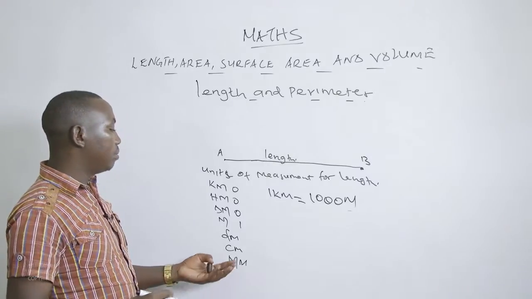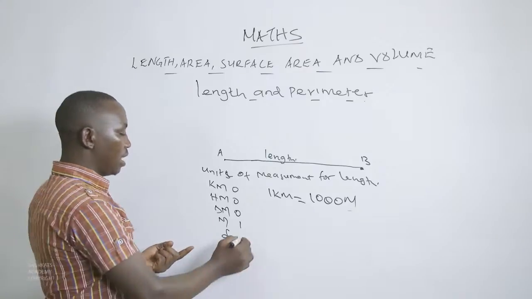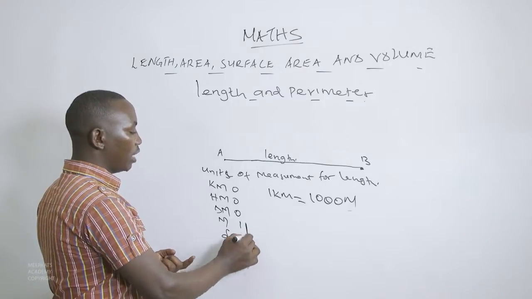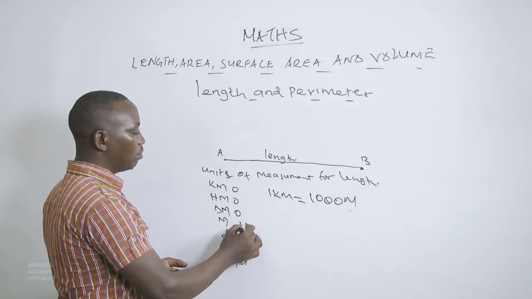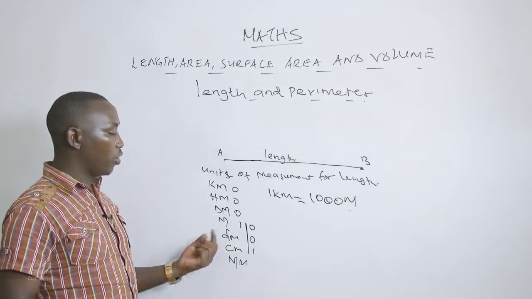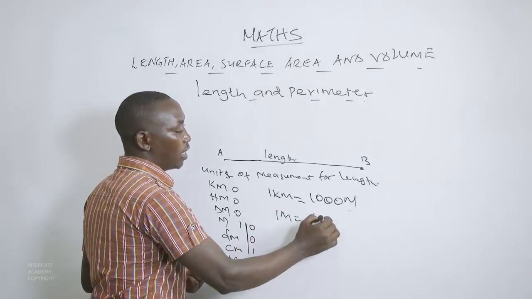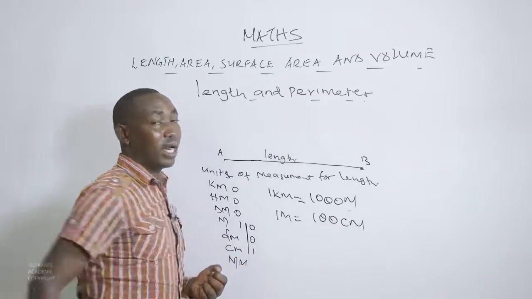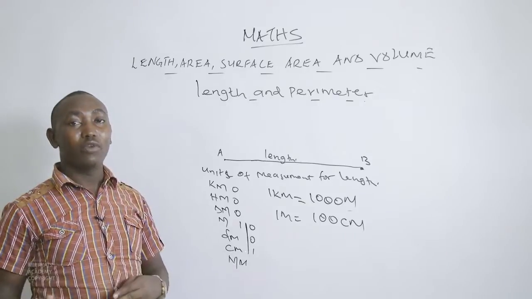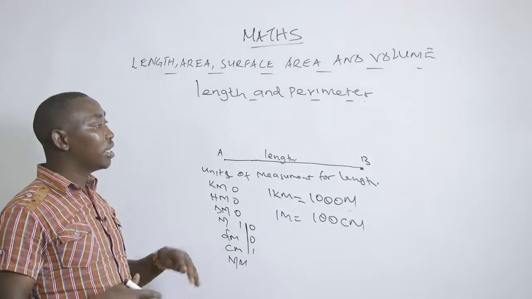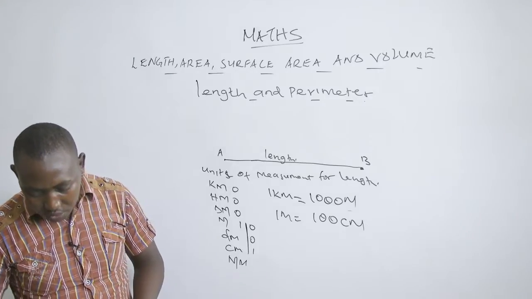Sometimes you can be asked to convert from centimeters to meters. In this case, we shall be considering this particular area. So if you put there 1, the remaining up to meter, you put zeros. That will mean that 1 meter is equivalent to 100 centimeters. So we can be asked to convert from one particular unit to a different unit from time to time.